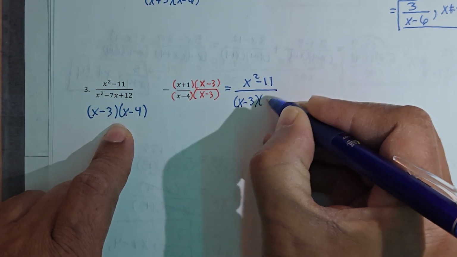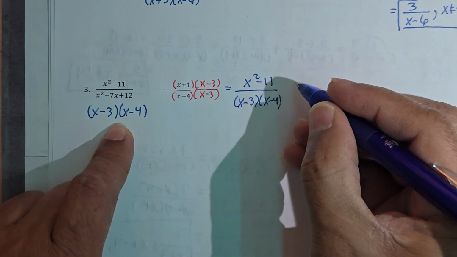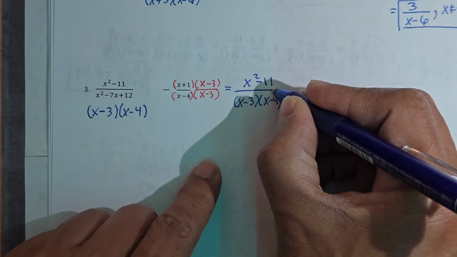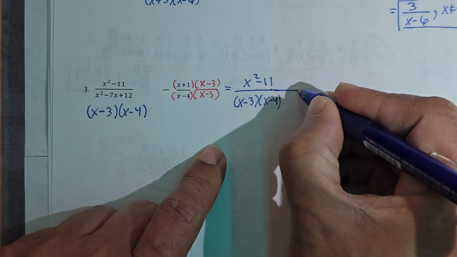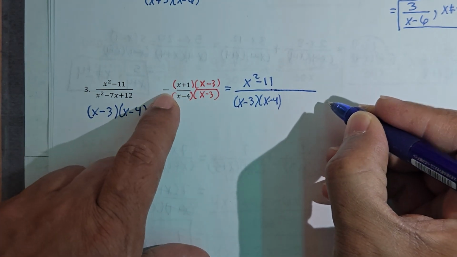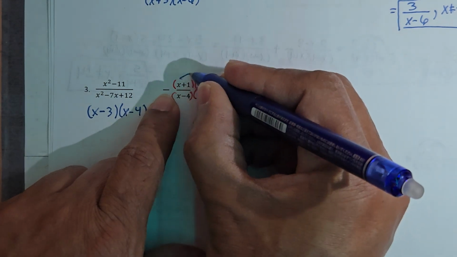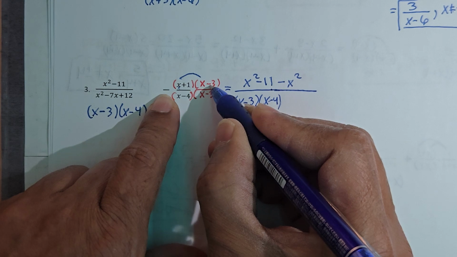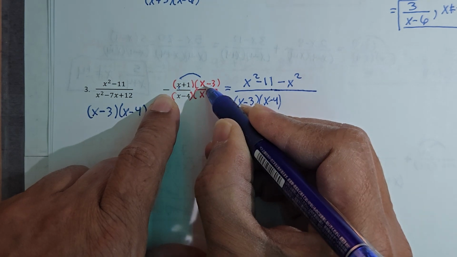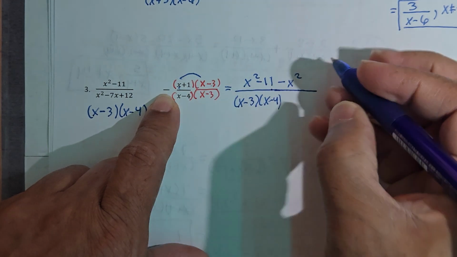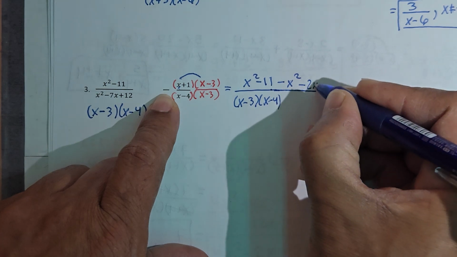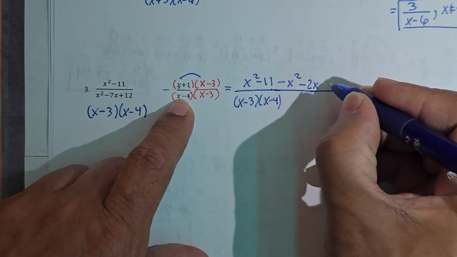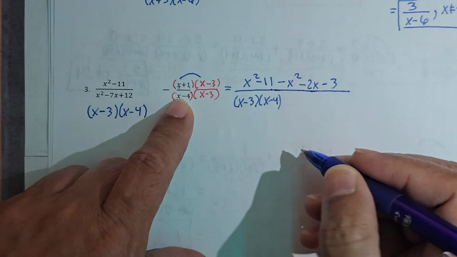So x minus 3 times x minus 4. Well, let's multiply at once. I think we can do this, so to not make it longer. So we have minus x times x, that's x squared. x times negative 3, that's negative 3x. 1 times x, that's 1x. So negative 3x plus 1x is minus 2x. And then 1 times negative 3, that's a negative 3.